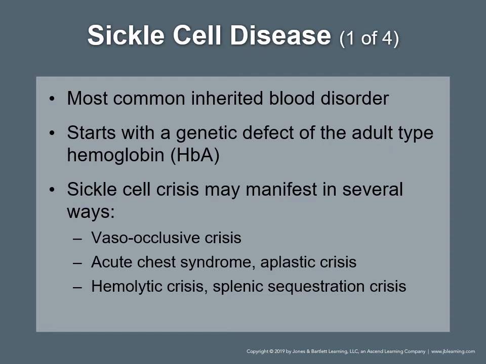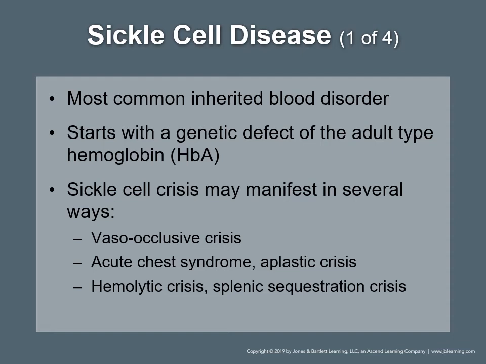Sickle cell disease starts with a genetic defect of the adult type hemoglobin, HbA, which is hemoglobin A. When the red blood cells are first developing their membranes, they may become rigid and deformed. Defective red blood cells have an oblong shape instead of a smooth round shape. This shape makes the red blood cell a poor oxygen carrier, which means a patient with this disease is highly susceptible to hypoxia. Since sickle cells also have a much shorter lifespan than normal erythrocytes, the patient is also more prone to develop anemia.